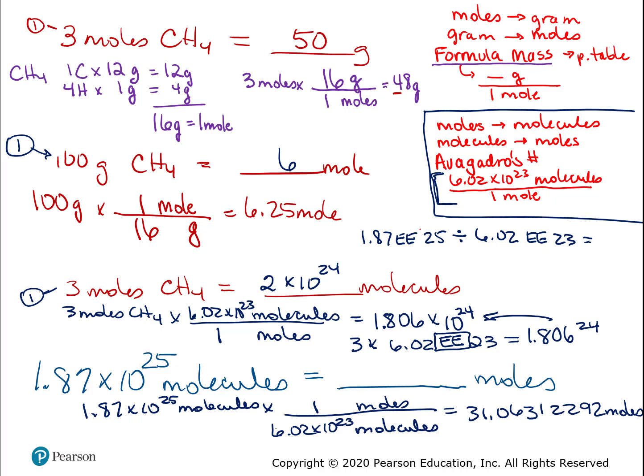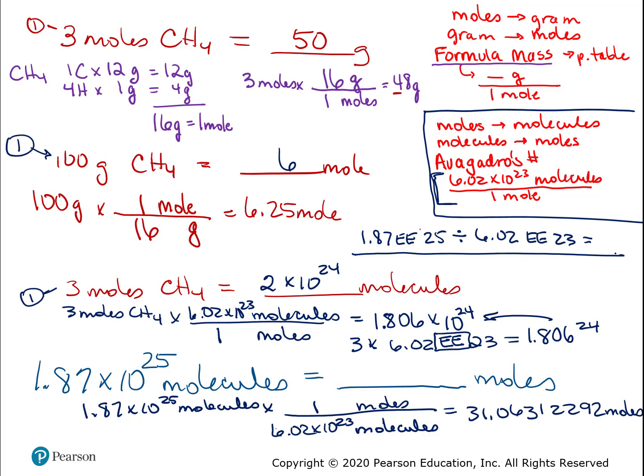All right, so 1.87 EE 25 divided by 6.02 EE 23 comes out. Everybody now got 31.063 whatever. Follow this right here. Follow those steps exactly, okay? So hit clear, put in 1.87 EE, see the EE button above number 7? Just hit it once, then put a 25, then hit the divided by sign, and then hit 6.02, then hit the EE again, and then 23.